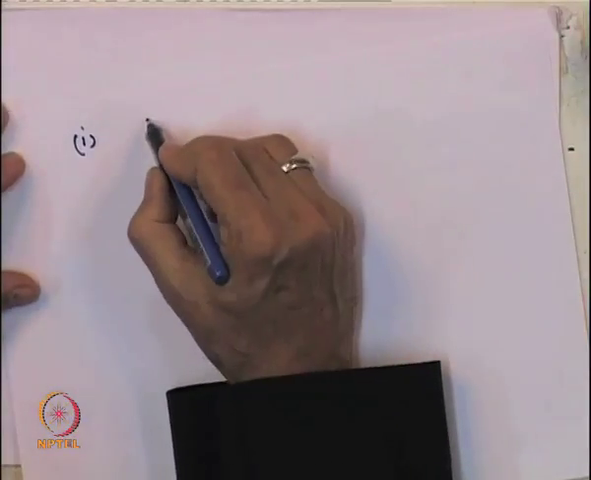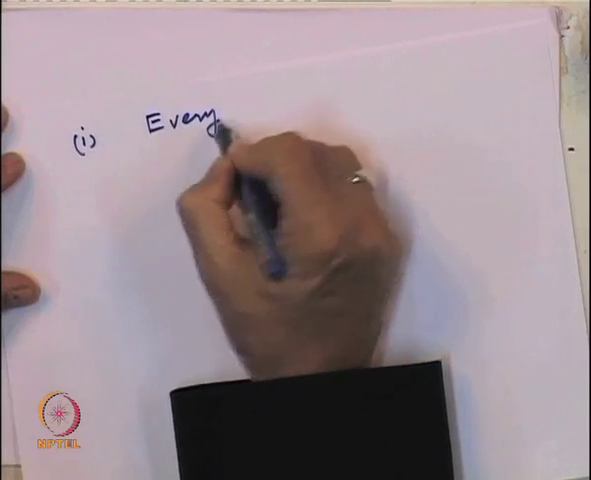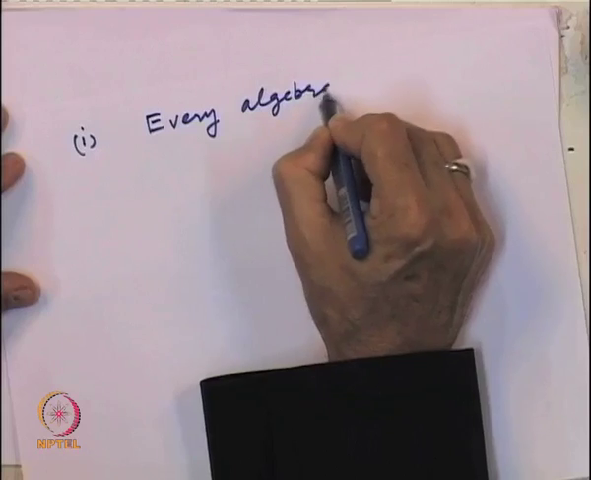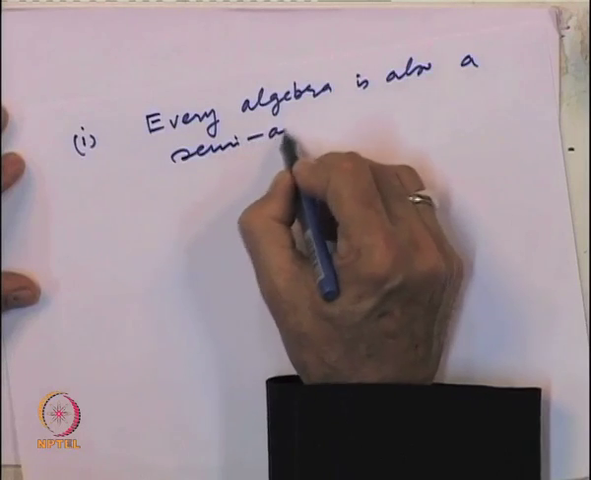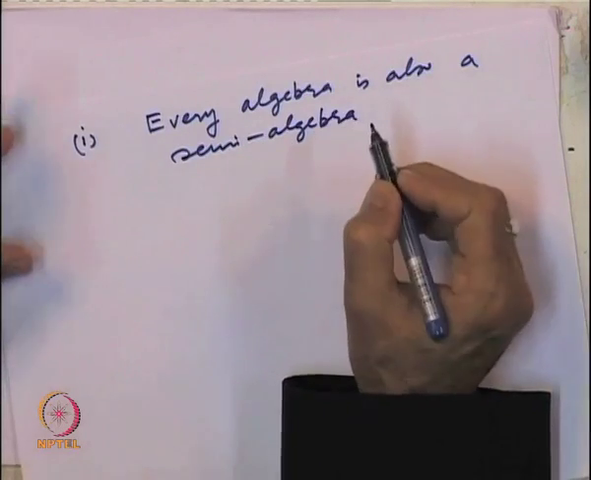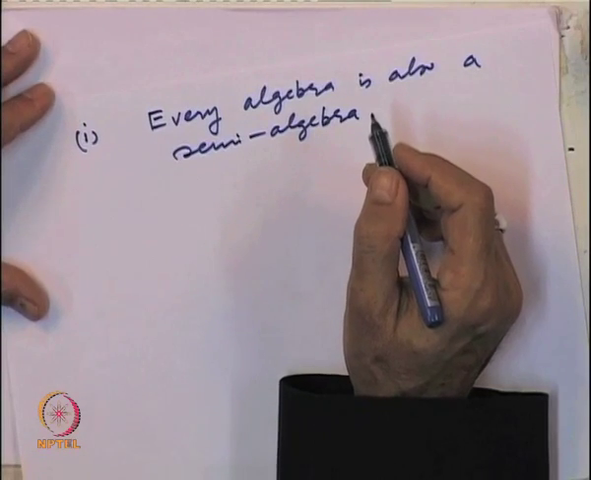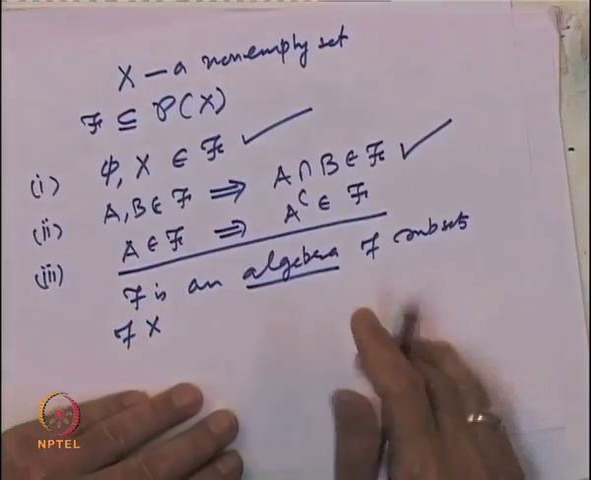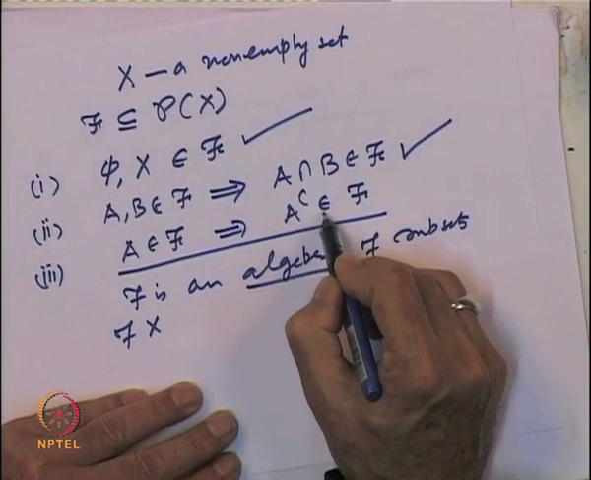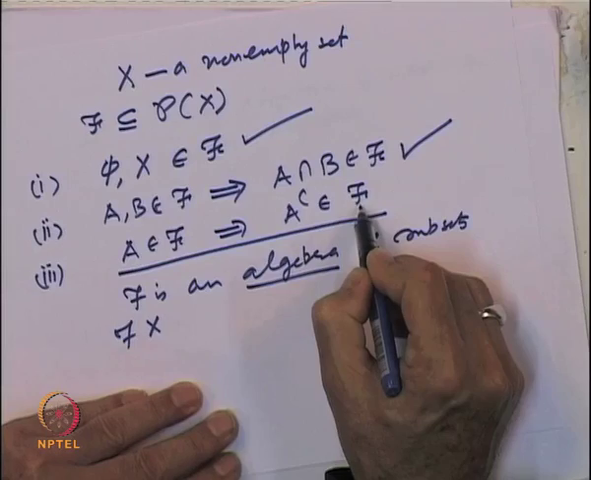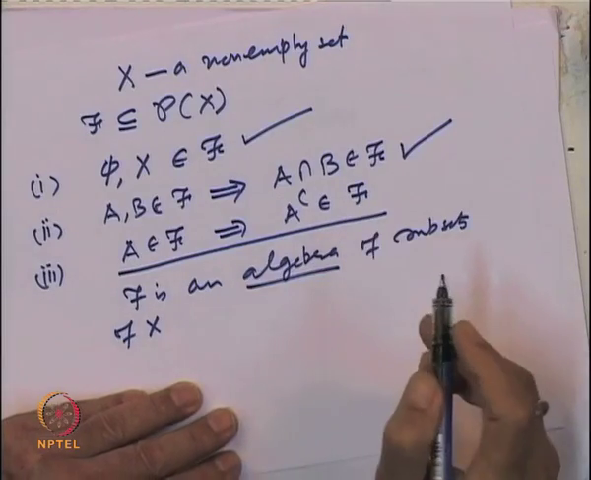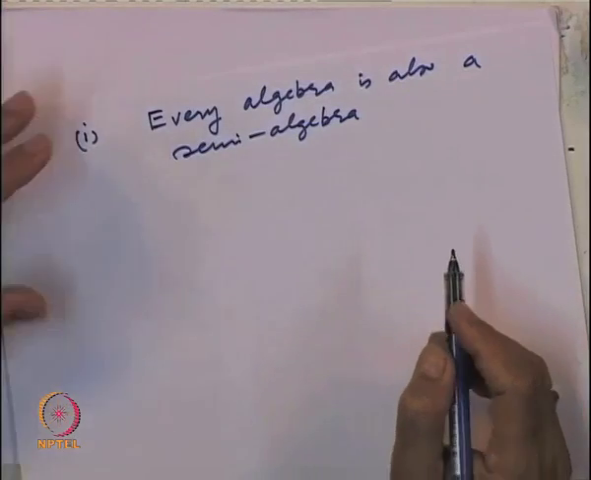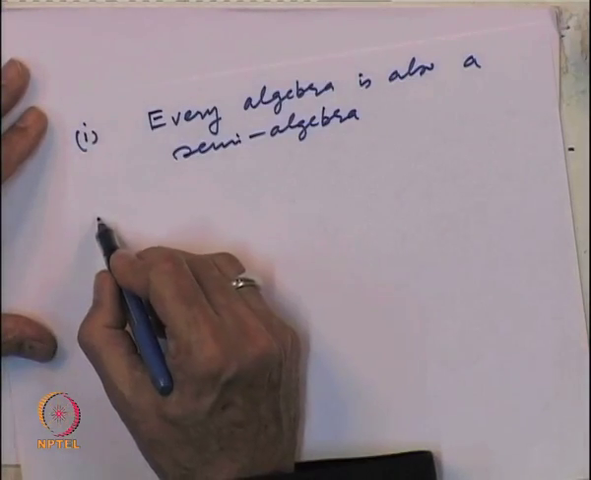So, first observation, of course: every algebra is also a semi-algebra, because of the third property that we looked at. In a semi-algebra one would like the complement to be a disjoint union of elements of F. In an algebra, it is itself in F. So, it is much stronger. So, every algebra is also a semi-algebra.